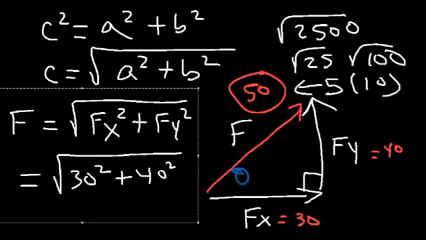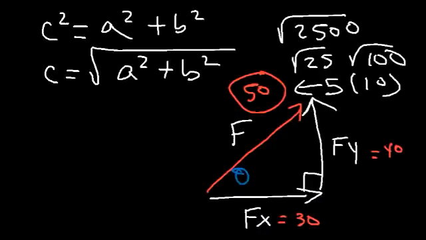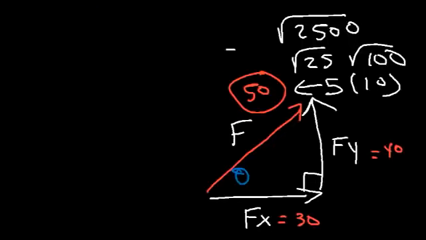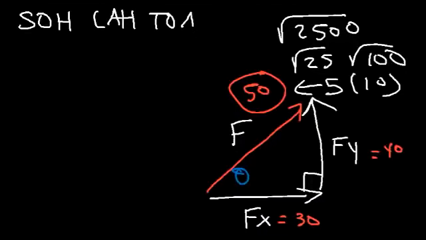Now let's say you wish to find the angle relative to the x-axis. How would you do it? To find the angle, you need to use tangent. Perhaps you heard of the expression SOHCAHTOA in trig. Sine is opposite over hypotenuse, that's the SO part. The CA represents cosine is adjacent over hypotenuse, and tangent is opposite over adjacent.